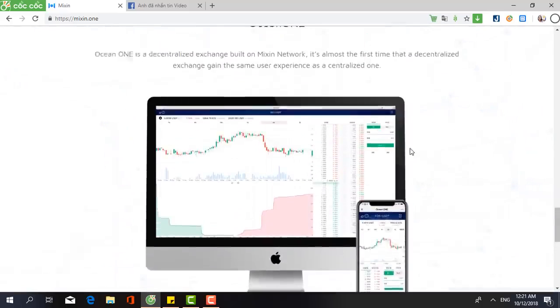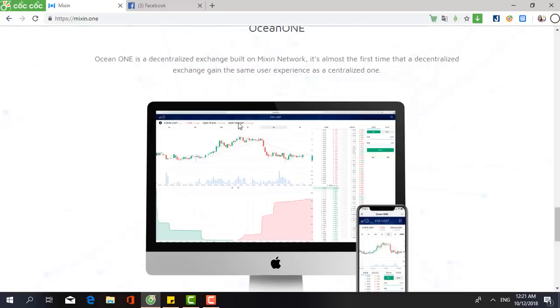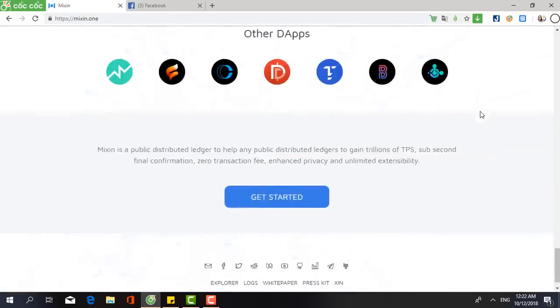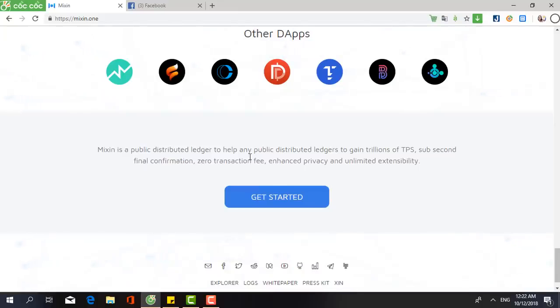Now I will talk about the options. With a decentralized exchange built on Mixin Network, it's almost the first time that a decentralized exchange gains the same user experience as a centralized one. Among the many Bitcoin platforms I review for all of you, a decentralized exchange like this is very good for the user. Here are the DApps of Mixin. Mixin is a public distributed network to gain trillions of TPS, sub-second final confirmation, zero transaction fee, enhanced privacy, and unlimited extensibility.